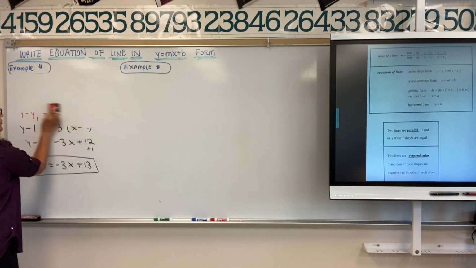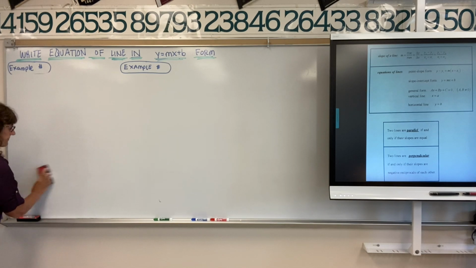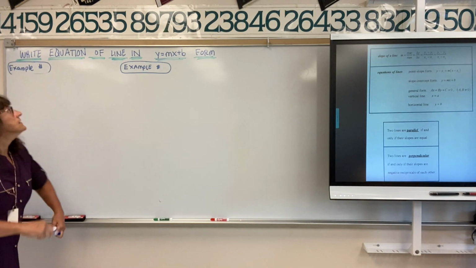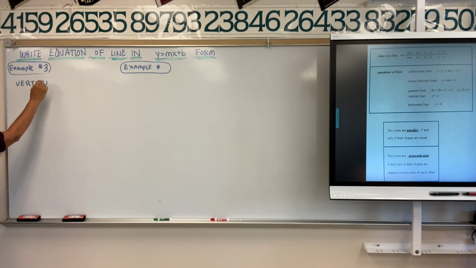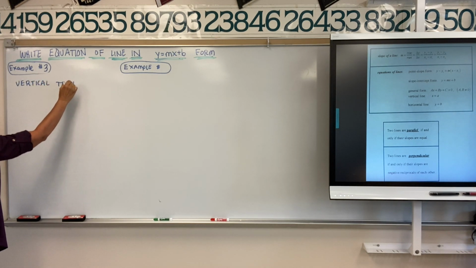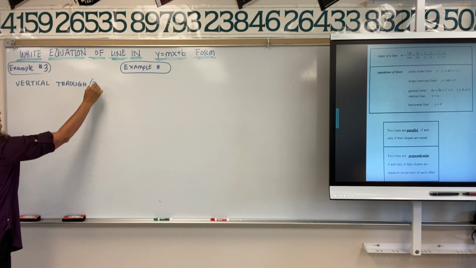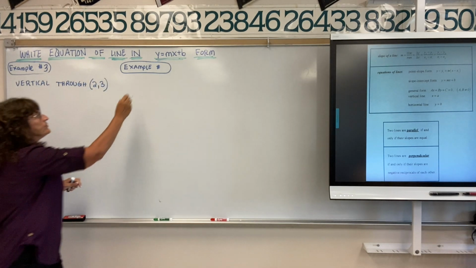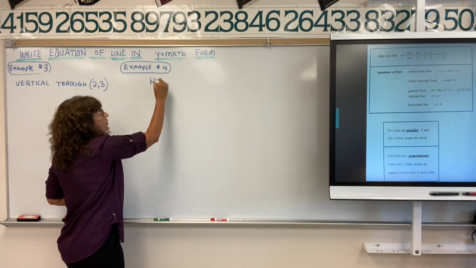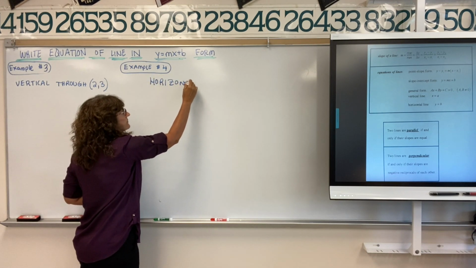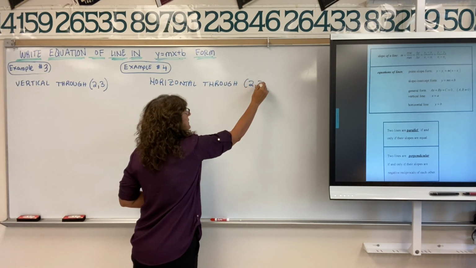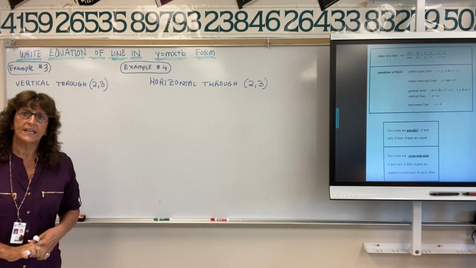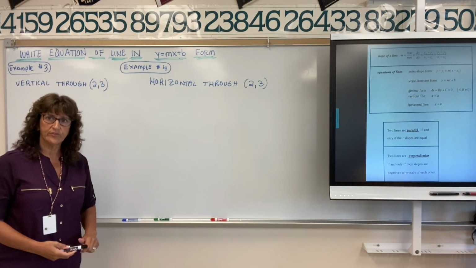All right, so example 3 is going to be our vertical line. Let's write the equation of a vertical line through the point 2, 3. And then example 4, let's write the equation of a horizontal line through that same point 2, 3. So let's take a look at a vertical and a horizontal, how we set up those equations.